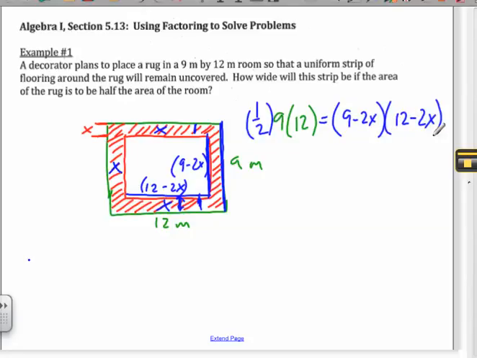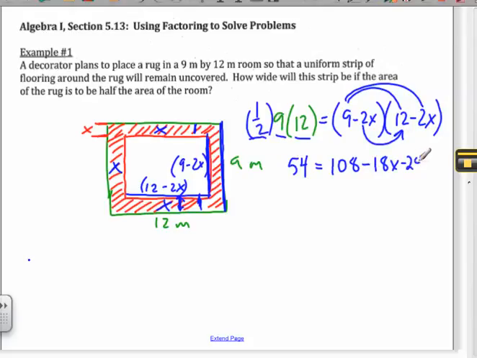Okay, so 9 minus 2x times 12 minus 2x. That's the hard part, gentlemen. We're done now. Look at this over here. A half times 9 times 12. Well, that's 6. That's 54. When I multiply those three things. Right? And now I need to distribute this. 9 times 12 is 108. 9 times negative 2x is negative 18x. Negative 2x times 12 is negative 24x. And negative 2x times negative 2x is positive 4x squared.